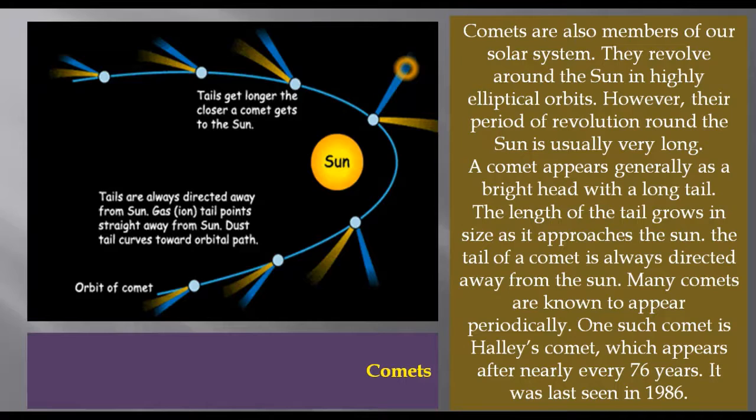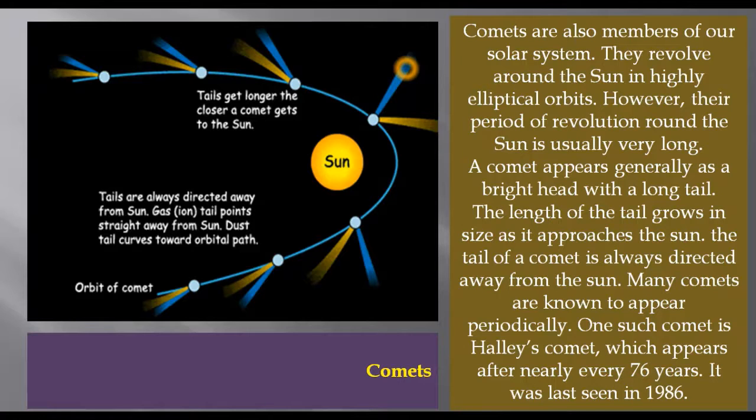So if we take an example of a comet like Halley's comet, it has a period of revolution of about 76 years. That is, Halley's comet is seen after every 76 years. So last it was seen in 1986. Now it will be seen after the next 76 years.